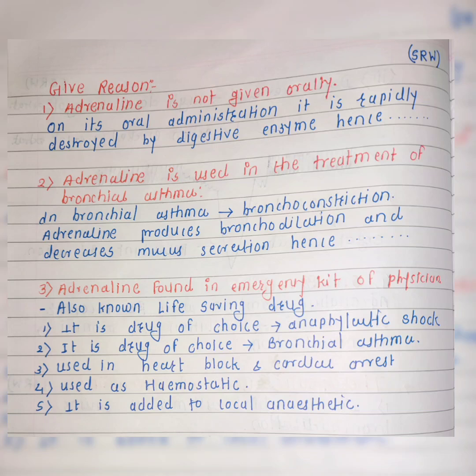Adrenaline is found in the emergency kit of physician. Adrenaline is also known as the life-saving drug because it is the drug of choice in anaphylactic shock. It is the drug of choice for bronchial asthma. It is used in heart block and cardiac arrest. It is used as a hemostatic, and it is added in the local anesthetics. Hence adrenaline is found in the emergency kit of physician.